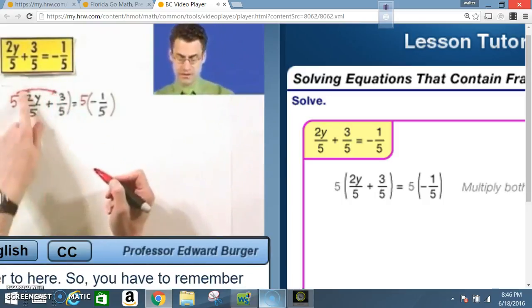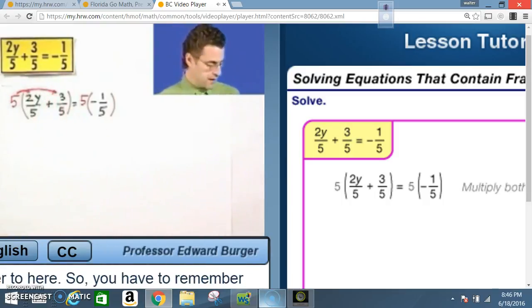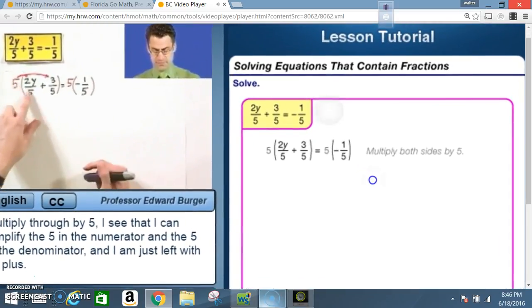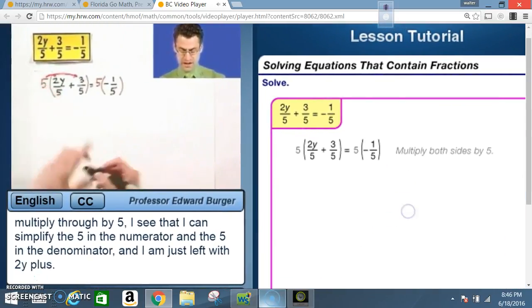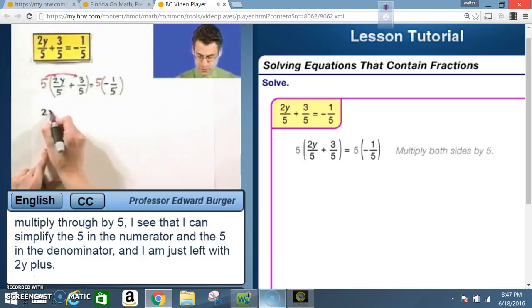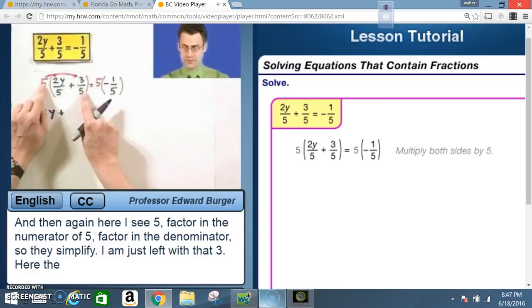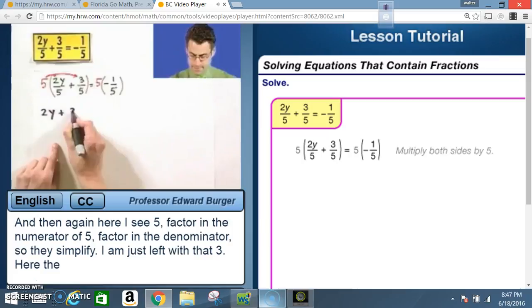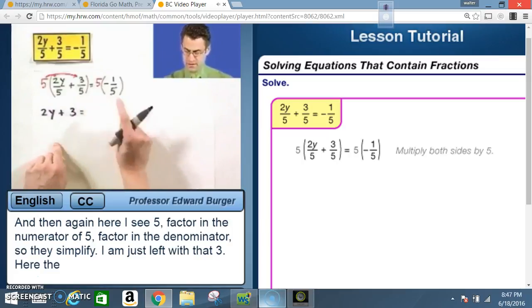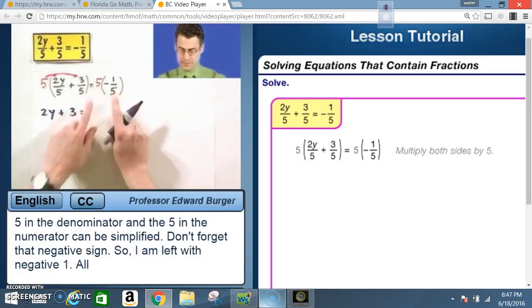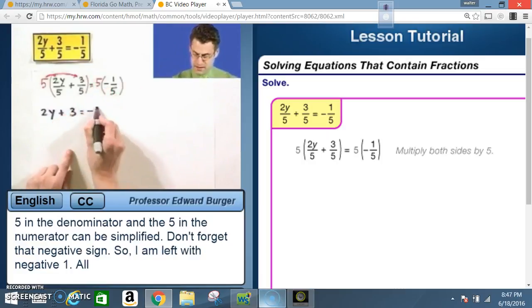So you have to remember that. Putting parentheses helps me remember that. Anyway, let's now multiply through. When I multiply through by 5, I see that I can simplify the 5 in the numerator and the 5 in the denominator, and I'm just left with 2y plus, and then again here I see a 5 factor in the numerator, a 5 factor in the denominator, so in fact they simplify, and I'm just left with that 3. And here the 5 in the denominator and the 5 in the numerator can be simplified, but don't forget that negative sign, so I'm left with a negative 1.